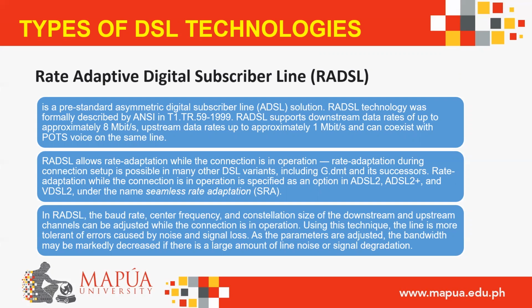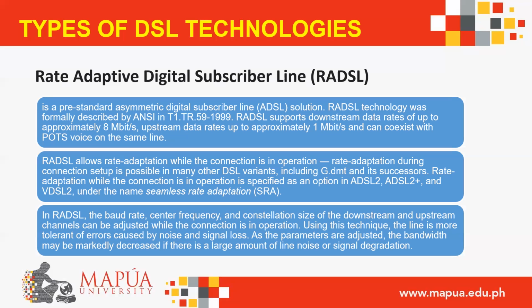RADSL allows rate adaptation while the connection is in operation. Rate adaptation during connection setup is possible in many other DSL variants, including DMT and its successors. Rate adaptation while the connection is in operation is specified as an option in ADSL2, ADSL2 plus, and VDSL2 under the name Seamless Rate Adaptation, or SRA.